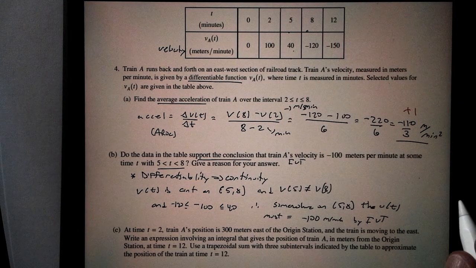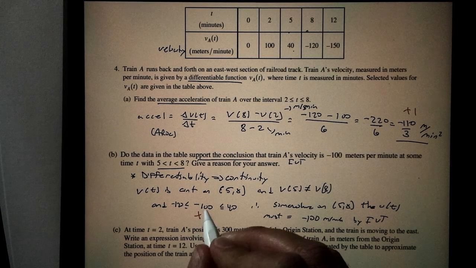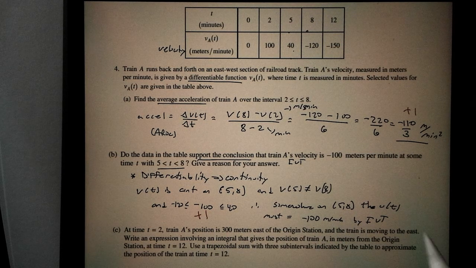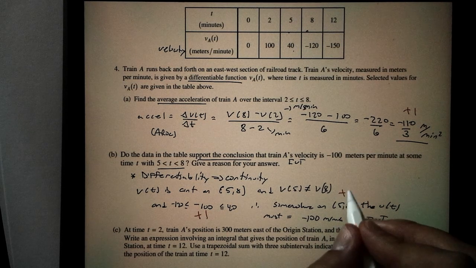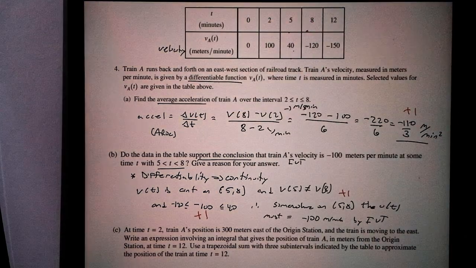Let's take a look at where they come from. Given the position statements, yeah, this is +1 right here. The position statements are worth 2 points. So showing that, and then your answer using IVT is worth another point. So only 2 points, not 3 points.